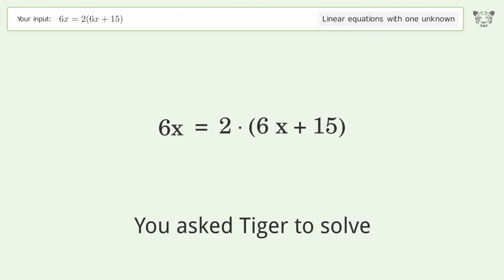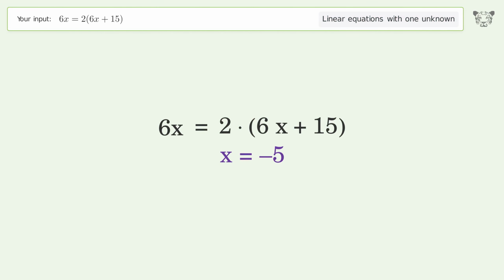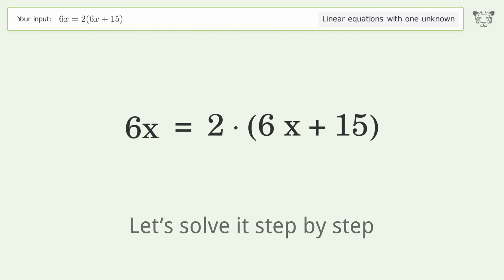You ask Tiger to solve this. This deals with linear equations with one unknown. The final result is x equals -5. Let's solve it step by step.